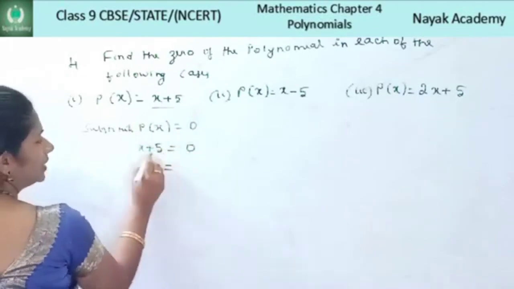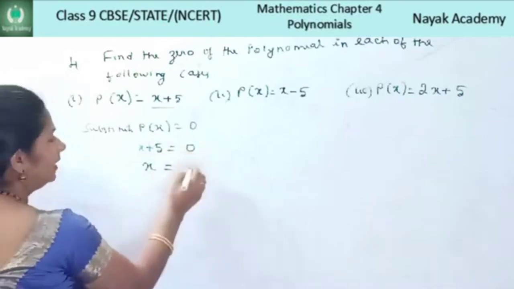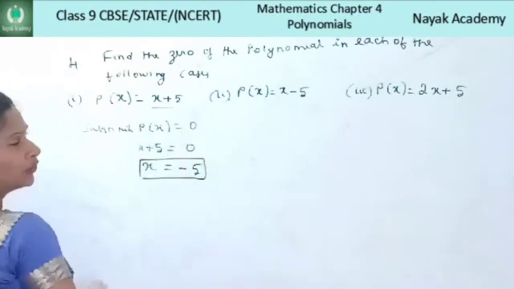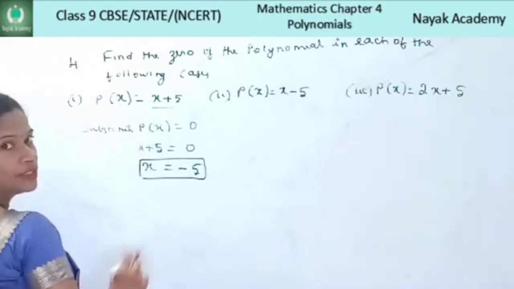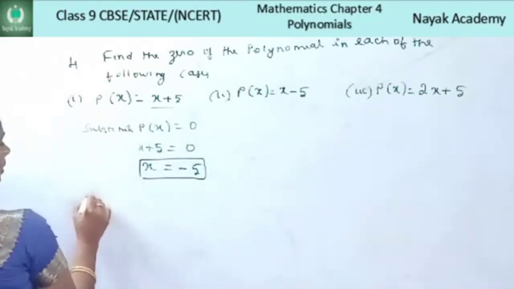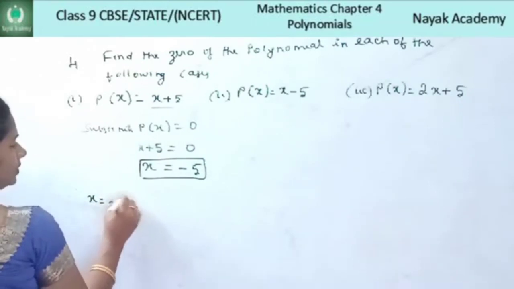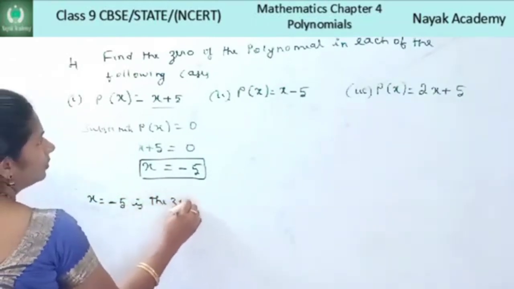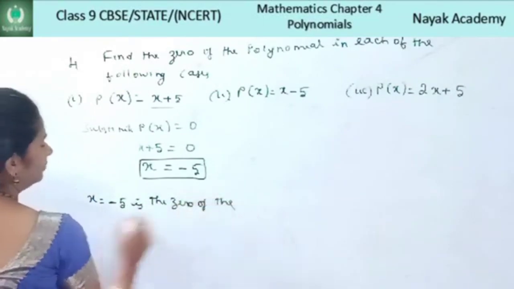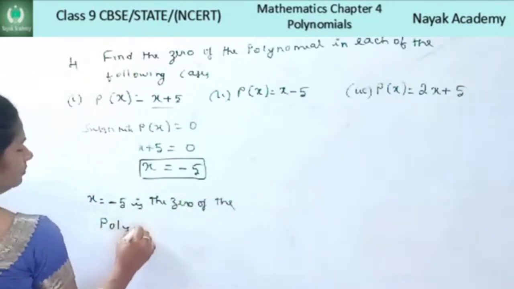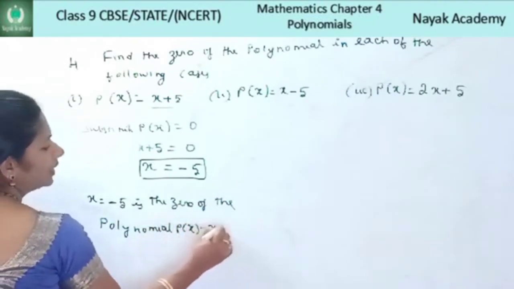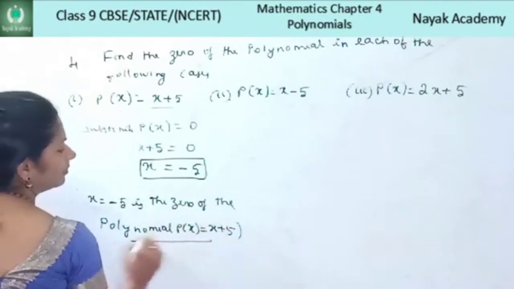So x value is plus 5. You transpose to right hand side. It becomes minus 5. And this is the zeros of the polynomial p of x is equal to x plus 5. Let me write the conclusion. Therefore, x is equal to minus 5 is the zero of the polynomial p of x is equal to x plus 5.